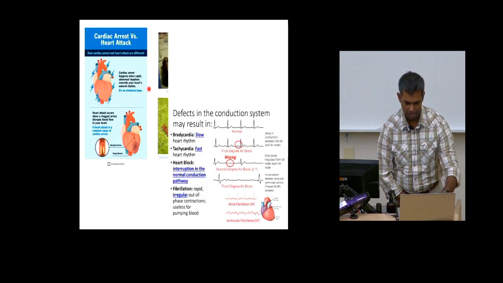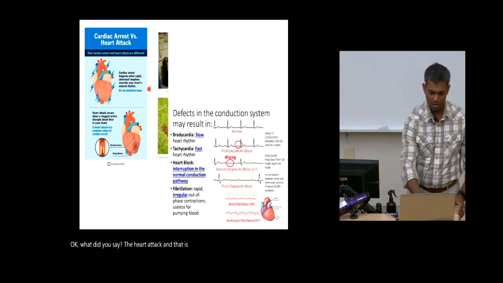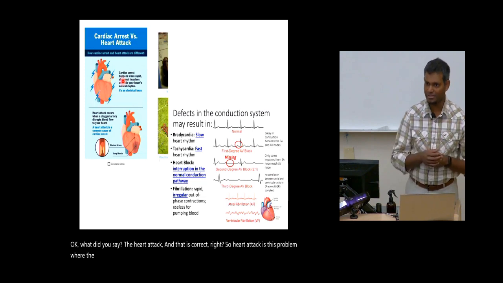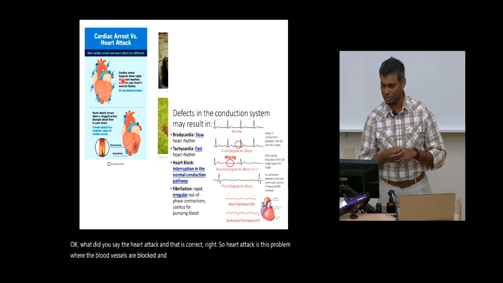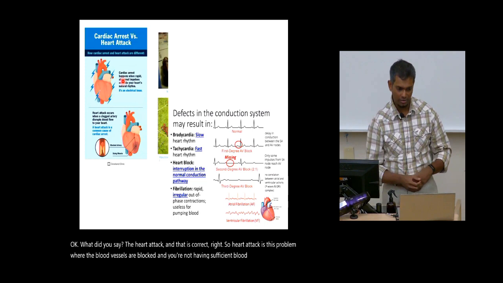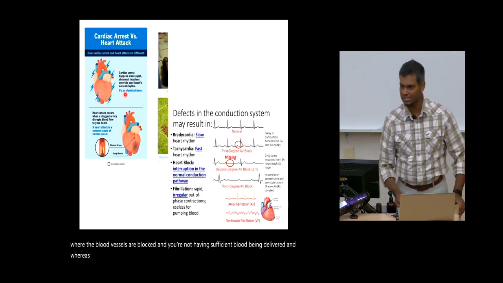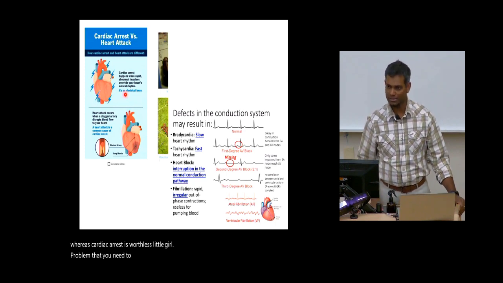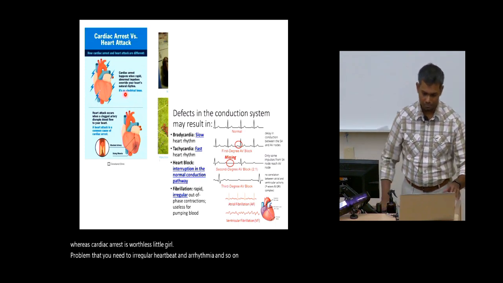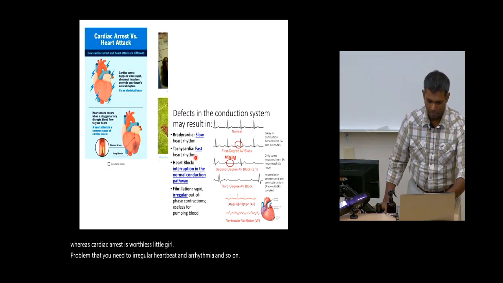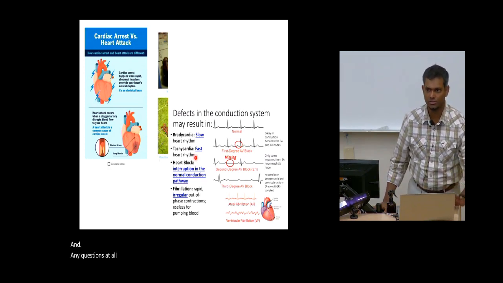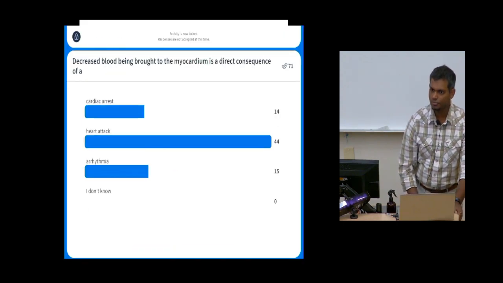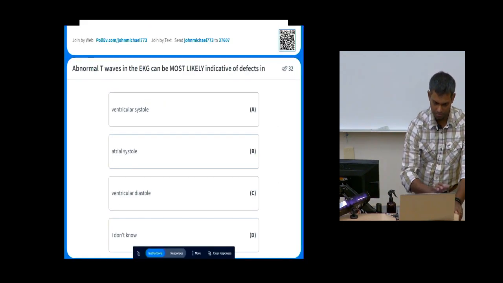Okay, most of you said heart attack, and that is correct, right? Heart attack is this problem where the blood vessels are blocked, and so you're not having sufficient blood being delivered, right? Whereas cardiac arrest is where there's an electrical problem, and that can lead to irregular heartbeat and arrhythmia and so on. Any questions at all, folks, on this? All right, great. Moving on.